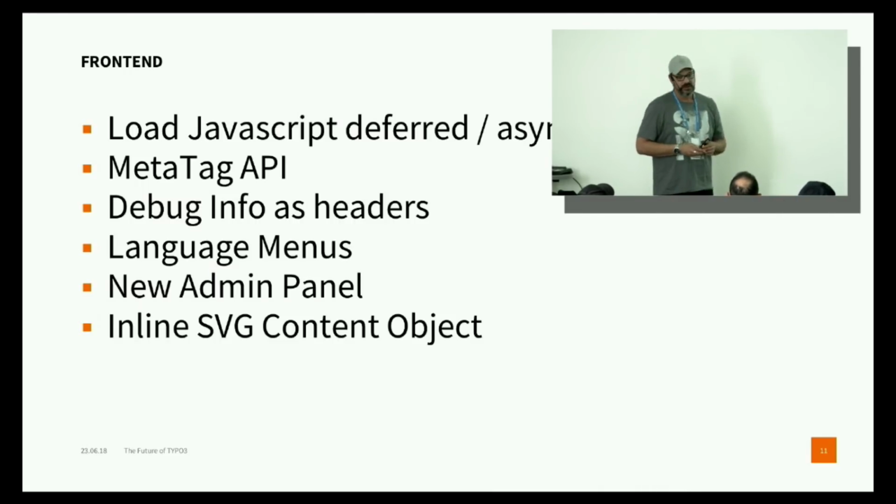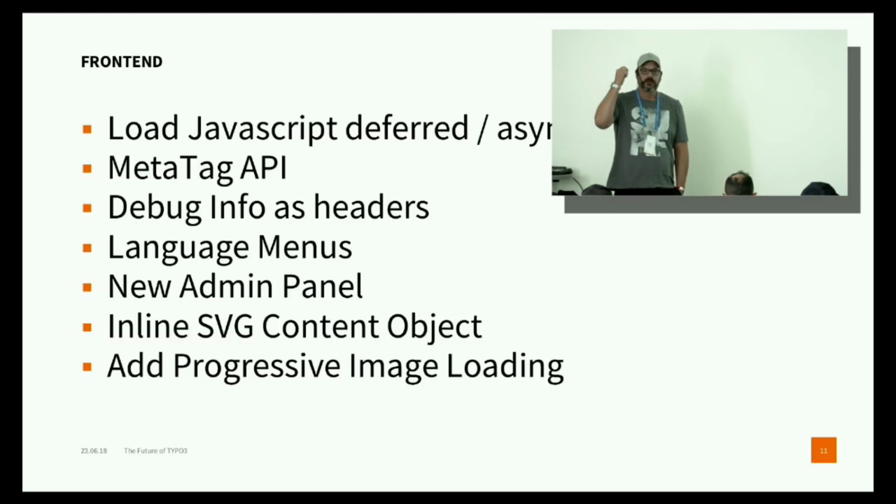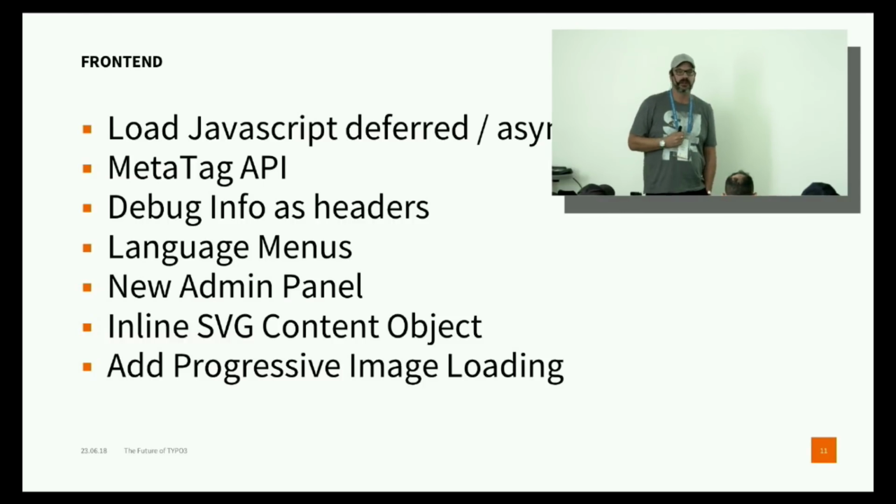Another thing we added was the inline SVG content element, which is helpful if you want to apply CSS styles to an SVG, so to recolor icons or whatever. And we brought back progressive image loading. For those who don't know what that is, back in the days when I was young, images were loading in like a low-res version, and then they were progressively re-rendered as they got more crisp. And this is basically stuff that we now re-enabled in ImageMagick and GraphicsMagick.